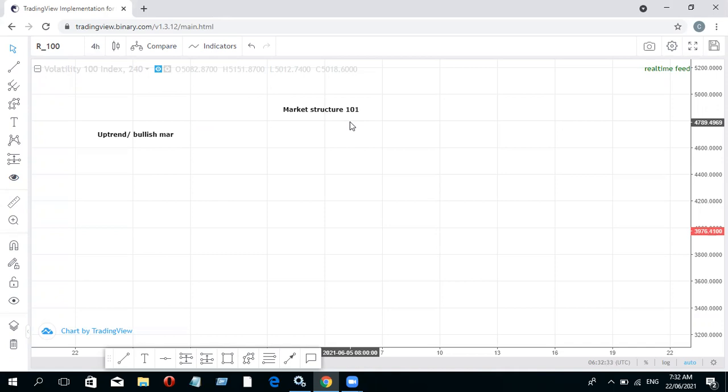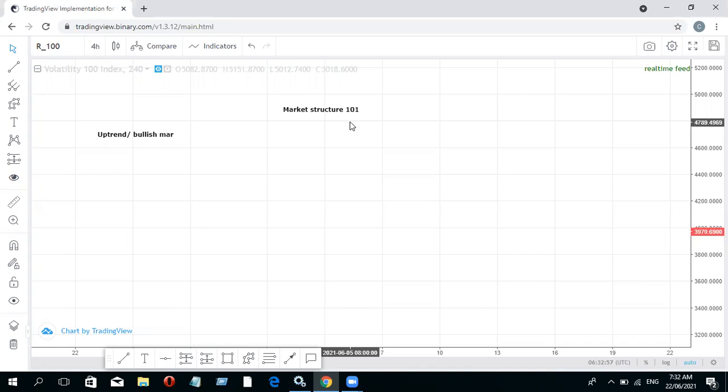Today we'll be treating market structure 101, and in this video we'll be looking at the various kinds of markets we have. It's important that when you come to your charts, you want to know if the market is going upwards or downwards, or is it consolidating or ranging. This is the basics of market structure. Maybe in our next video, we'll be talking about the advanced level, market structure 102. But for now, we just want to identify the 3 or 4 kinds of markets we have.